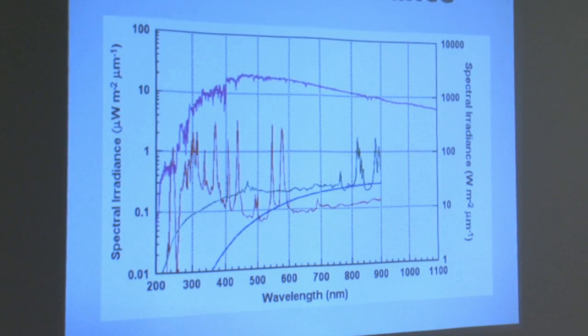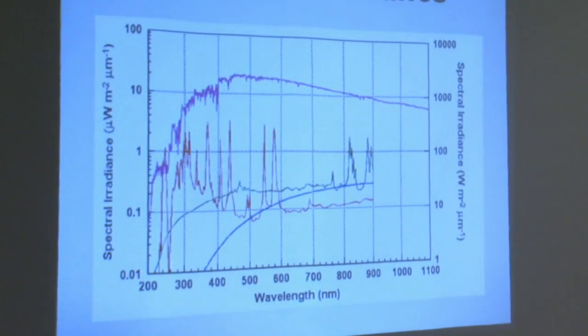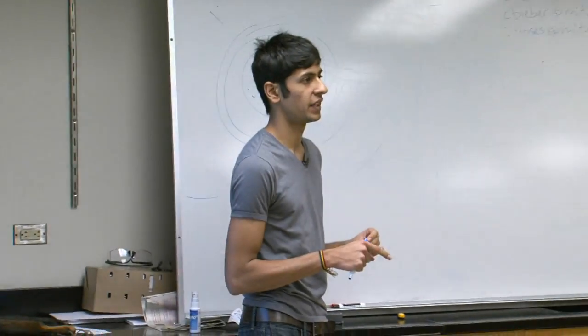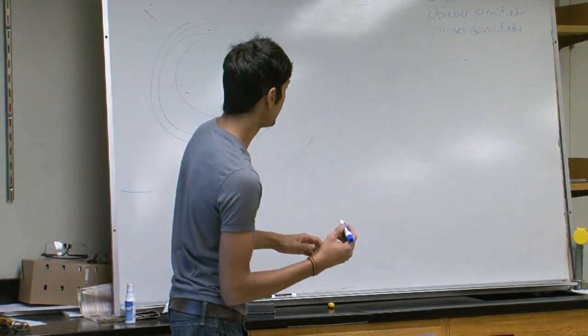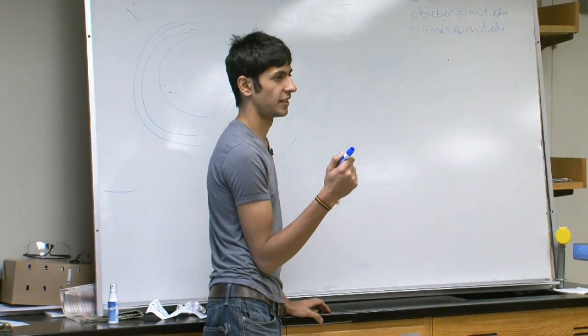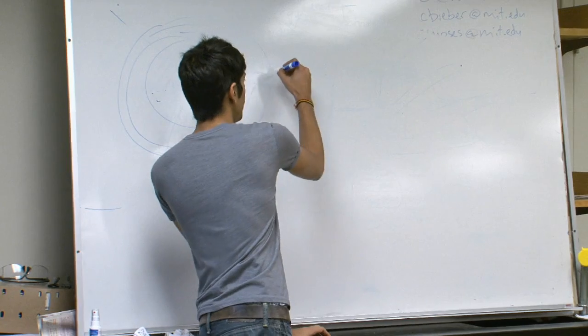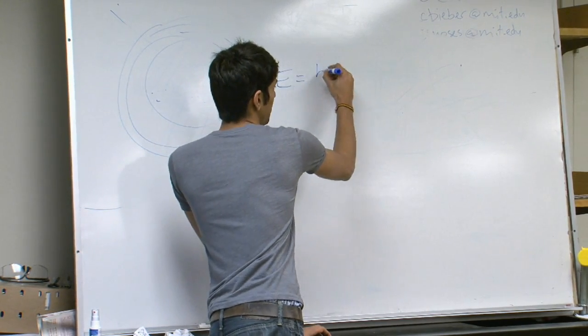Do you guys know what the energy from a single photon is based off of the wavelength? Do you remember the equations for that? So you can calculate, someone say? Yeah. It's Planck's constant times c over lambda.